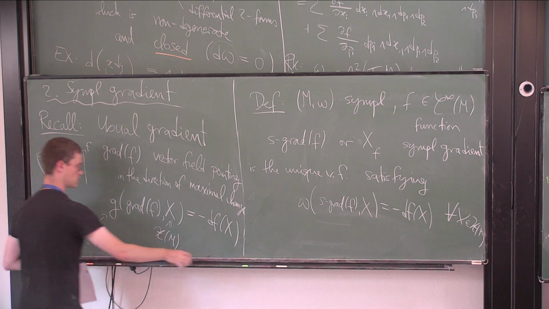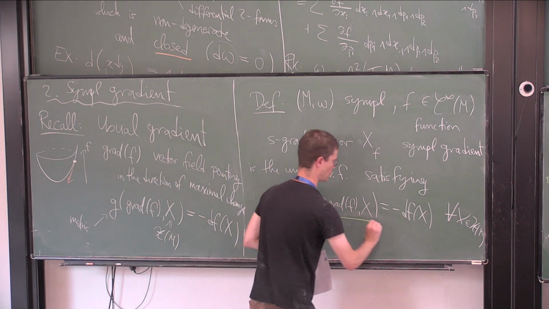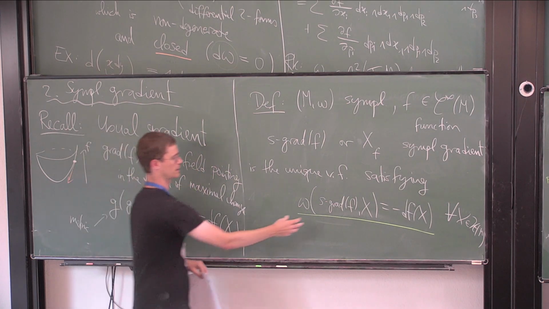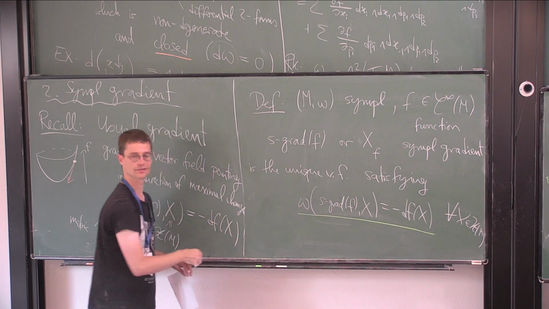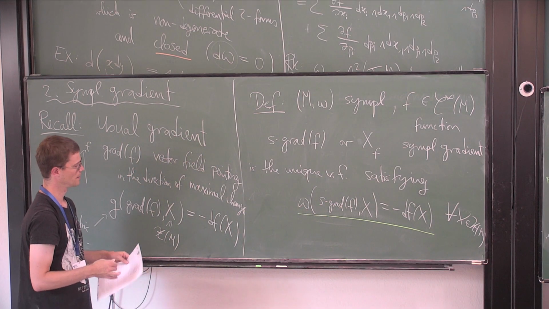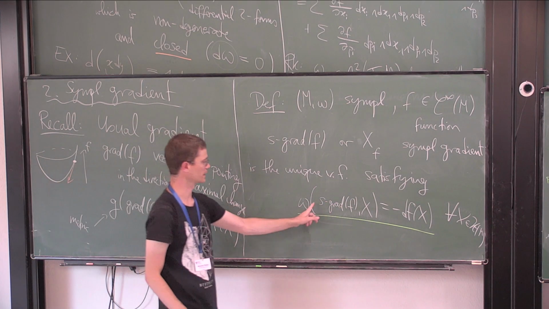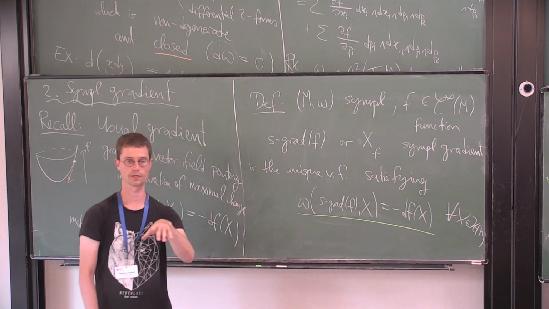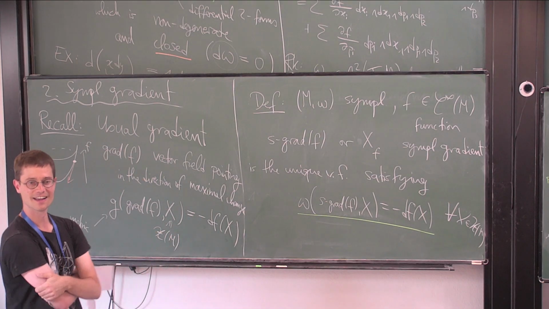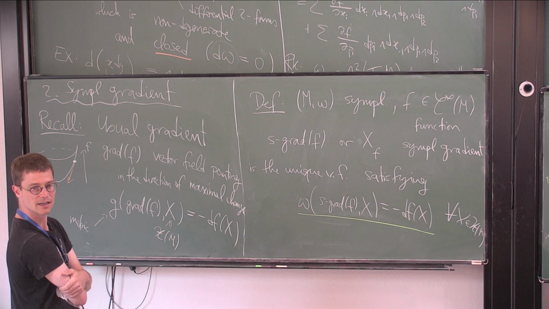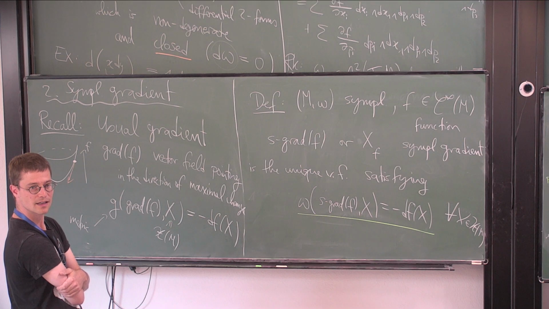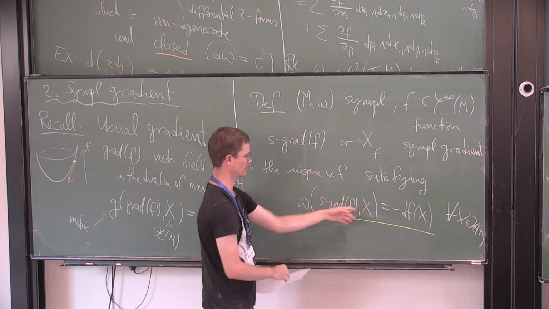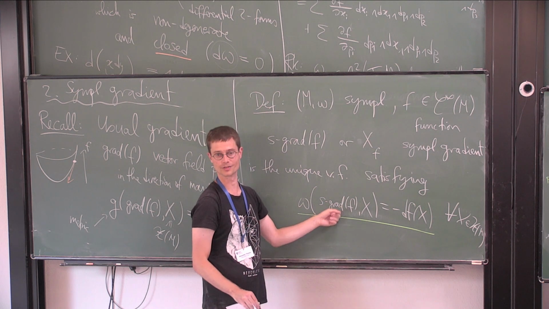So if you see this equation, it seems a bit not very direct, this definition, right? It's a property you want this vector field to satisfy. So it's not completely obvious how you would actually write this symplectic gradient. Does it exist, and why is it unique? Well, we will see. We can derive the formula for it, so we'll see.